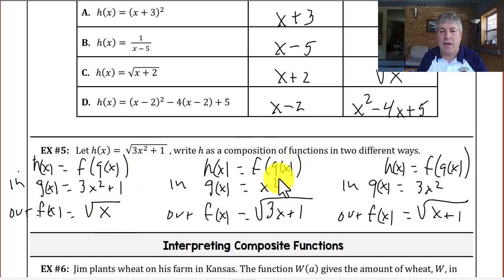Another way to write that, I could have g of x just be x squared. So I'm putting x squared into the outer function of the square root of 3x plus 1. And a third way you could look at this, you could say, well, I'm putting 3x squared, this whole thing, could be my input into the square root of x plus 1. So our outer function is the square root of x plus 1, our inner function is 3x squared.